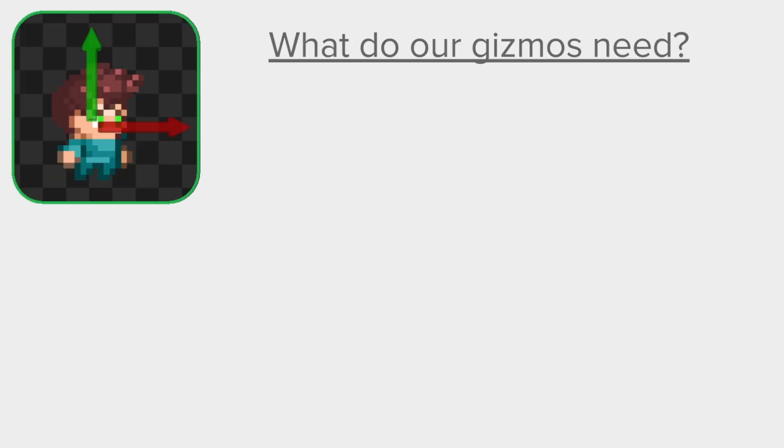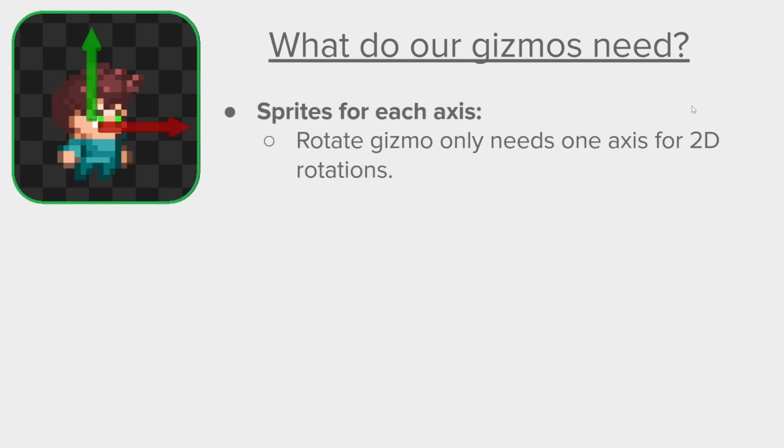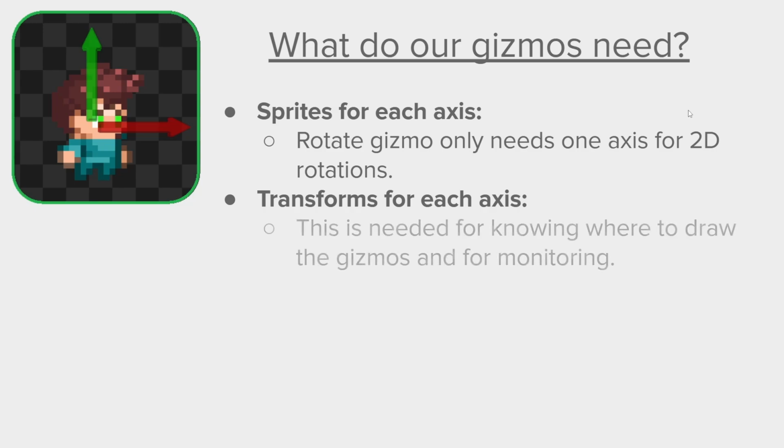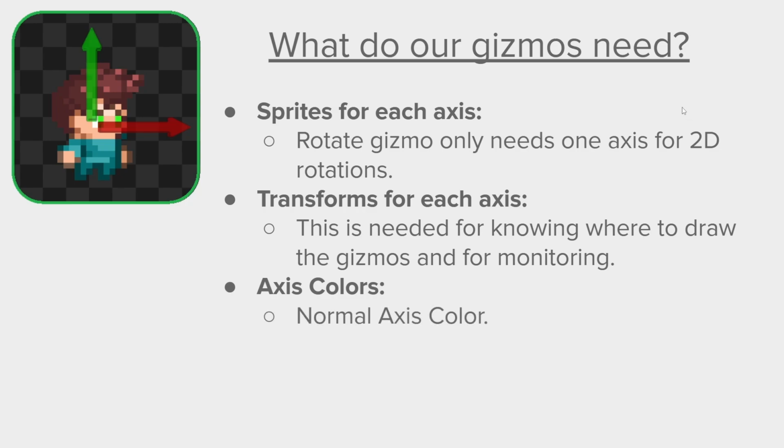All right, so what are our gizmos going to need? We're going to need to have sprites for each of the X and Y axes of the gizmo. The rotate gizmo will only need one axis because we're only doing 2D rotations. We'll need to have transforms for each axis. This will allow us to draw the axis and do some scaling and offsets that may need to be applied. Lastly, the gizmos are going to have different colors for the axes. The colors are used to notify the user if the gizmo is hovered or disabled or just there in general. As you can see here with the translate, we have a green and a red for the X and Y. And when you hover over it, it changes color. You can't see that here, but it will when we actually get to programming it.